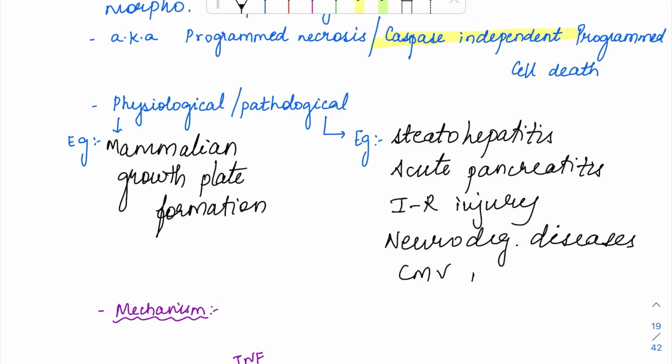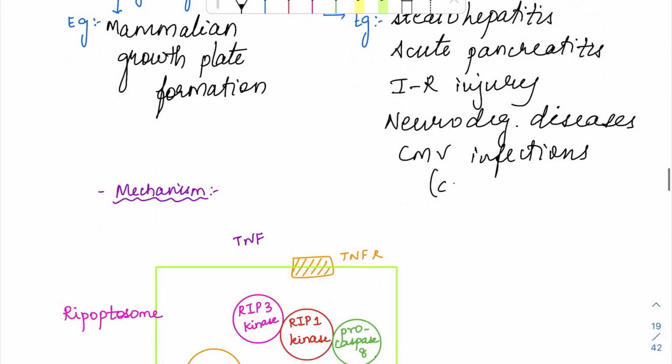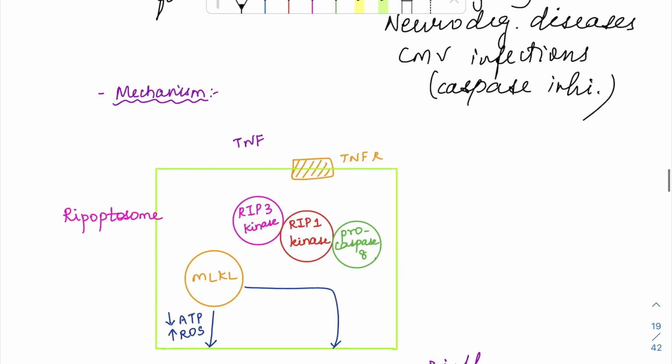then in CMV infection. So CMV is cytomegalovirus. So cytomegaloviruses are known to produce caspase inhibitors. So whenever there is apoptosis, they can inhibit these caspases and escape from apoptosis. So against the CMV infections, this necroptosis can act because it is a caspase independent programmed cell death.